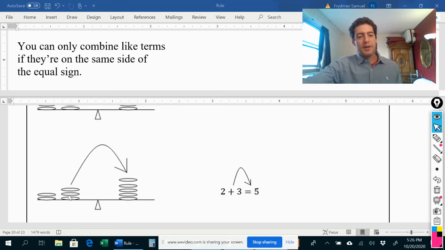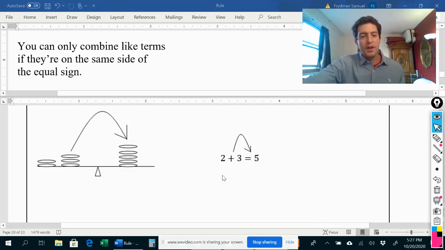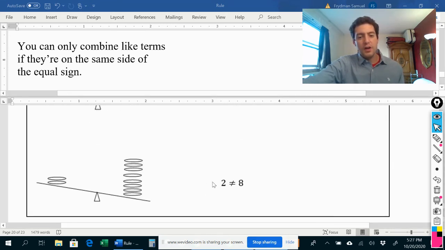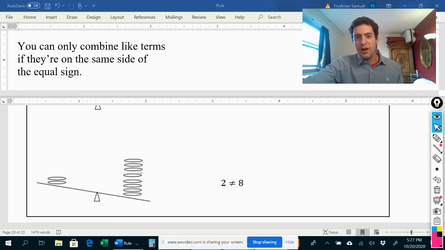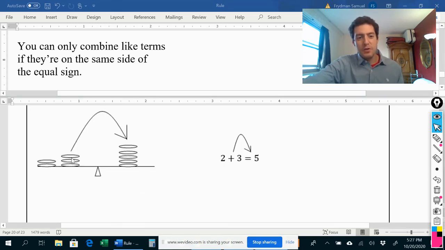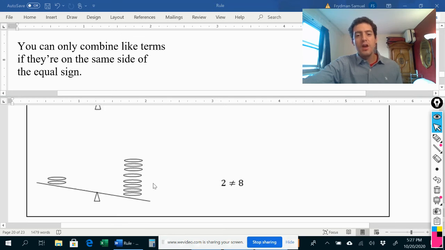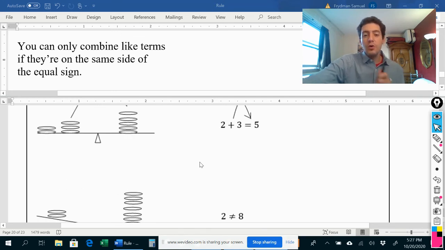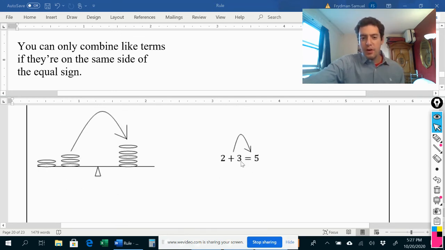So think what would happen if I tried taking these 3 stones and combining them with the 5 stones on the other side of that scale. Well, now I would have only 2 stones on the left side and 8 stones on the right side. Okay, if I moved these 3 over to here. So it's no good, even though if you're thinking, but aren't these like terms?